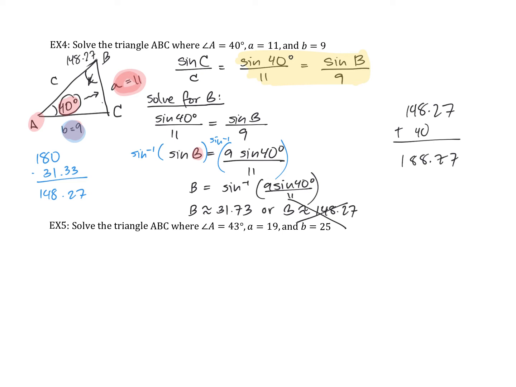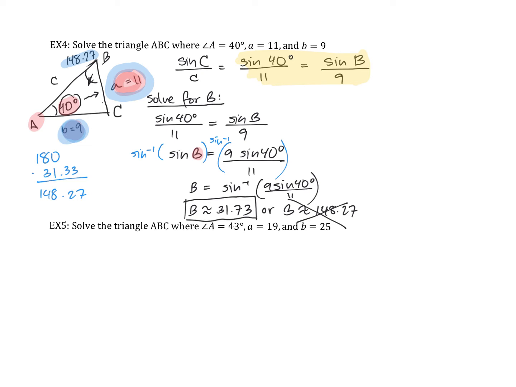We could have used the other reasoning, which is the fact that since angle A is 40 degrees, and it has a side equal to 11, and B has side 9, B should be smaller, because 9 is smaller than 11. Okay, and 148.27 is not smaller than 40 degrees, so it doesn't make sense with the information we are given. So 148 strikes out for two of the reasons we check for. So we're only going to have one solution. So we know that B is going to be equal to 31.73. So now let's go ahead and find angle C.